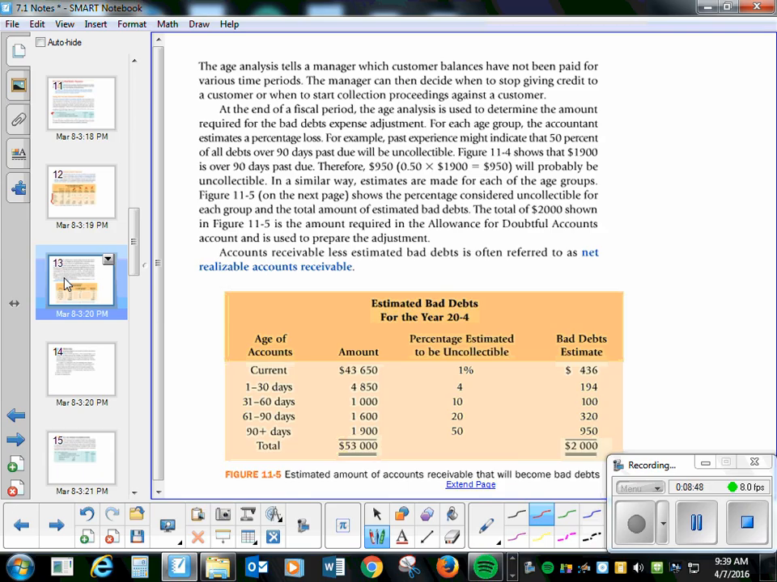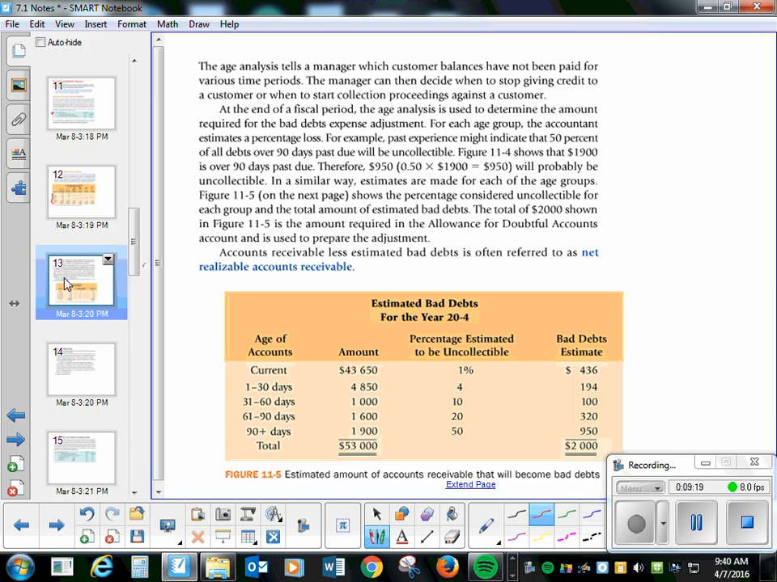For each age group, the accountant estimates a percentage loss. For example, past experience might indicate that 50% of all debts over 90 days past due will be uncollectible. So this shows us how we would figure that out. Therefore, $950, which is 50% of the 1,900 that was 90 days and over, will probably be uncollectible. In a similar way, estimates are made for each of the age groups, showing the percentages considered uncollectible.